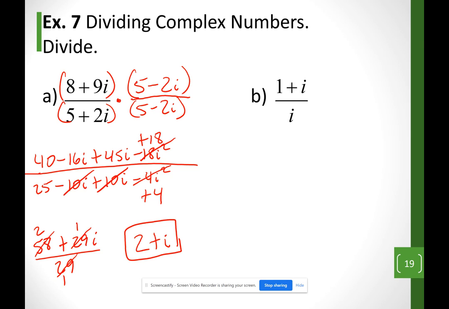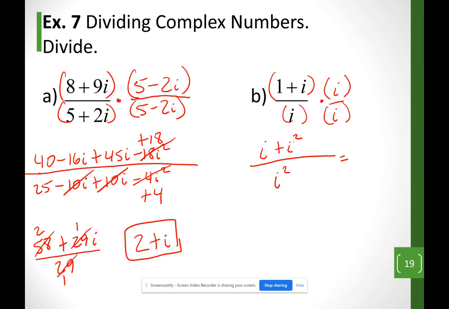All right, let's take a look at example B. Let me just multiply top and bottom by i. What I'm interested in is getting rid of the i from the bottom. I know i times i is going to get rid of the i from the bottom. So let me take a look. Let me multiply the 2 on the top. It's going to give me 1i plus i squared. Now when I multiply at the bottom, I get i squared.